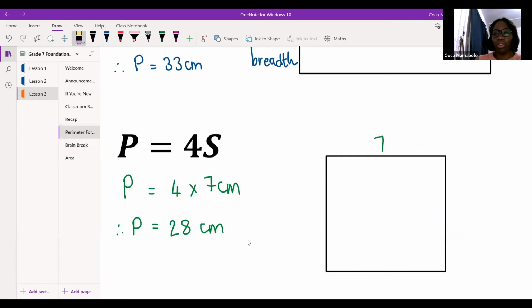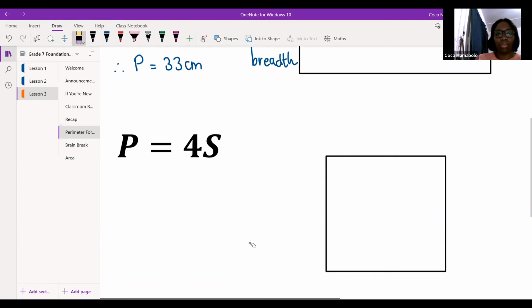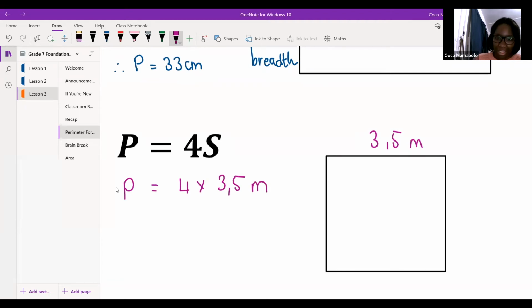All right, one more. Easy one. If my side is equal to, let me see, 3.5 meters. Go for it. P is equal to 4 times 3.5 meters. Better not forget the units this time. Oh, Samkelo, I thought I'd catch you out, yet here you are.